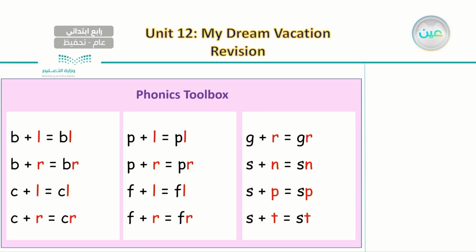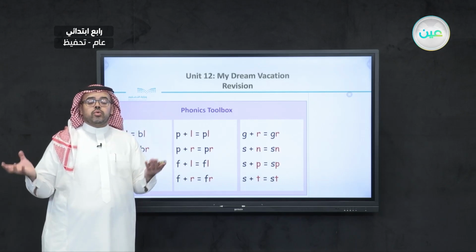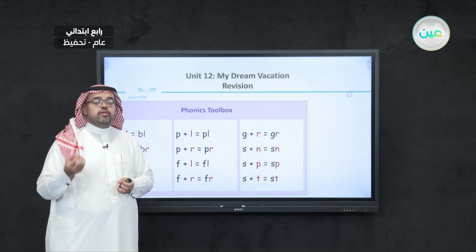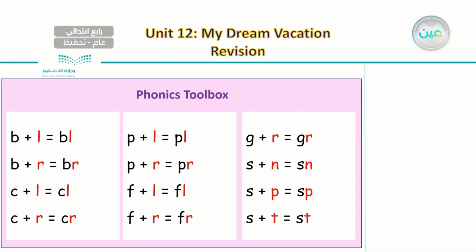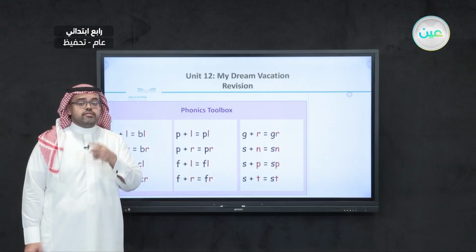In our last lesson, we learned something that we call the phonics toolbox, where we learned that sometimes when we have two separate letters, when we join them together, they make one sound unit. So for example, here we have the letter B, and here we have the letter L. B and L. But if we say them together as one unit, they will sound as a unique, unified sound.